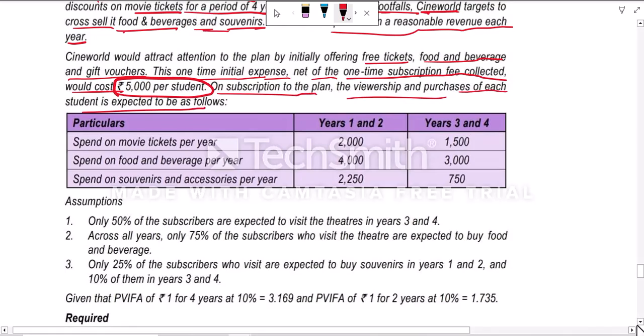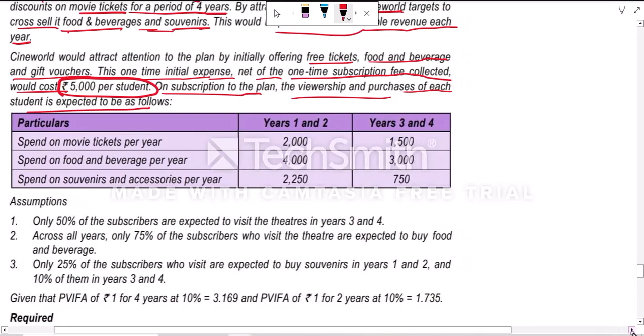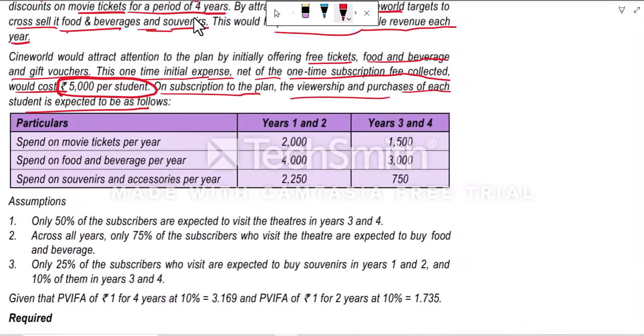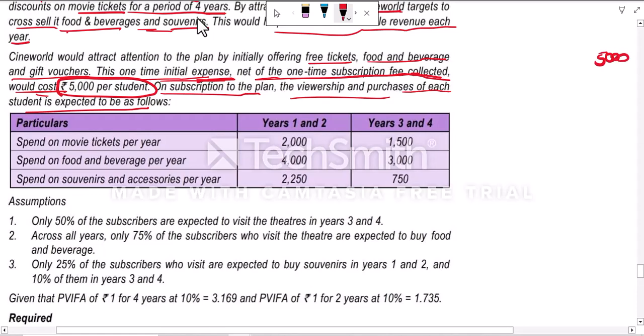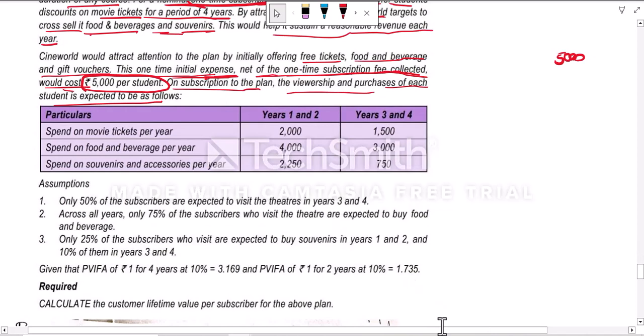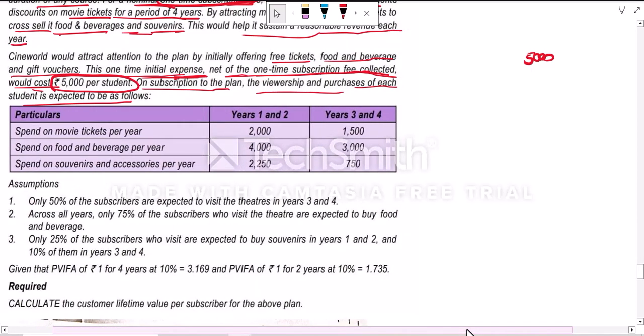Now we have to learn the present value. See, this is a one-time initial expense, net of the one-time subscription fee collected, which would cost 5,000 per student. This means it is the expense for the theater itself, Cineworld. So what is the net expense now? 5,000. We will write this afterwards. First, we will write the revenue.